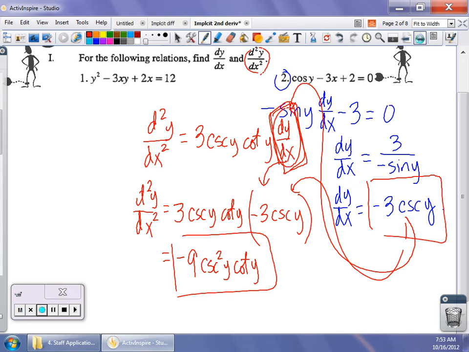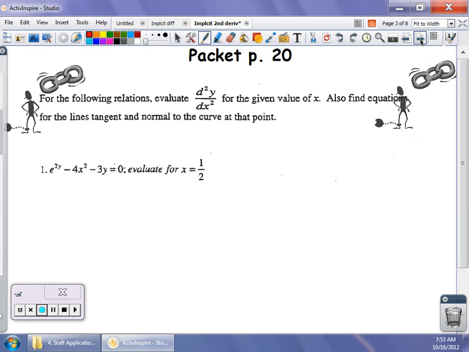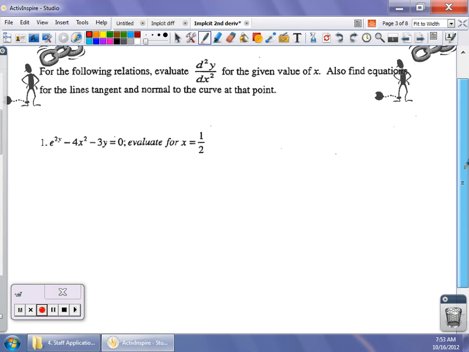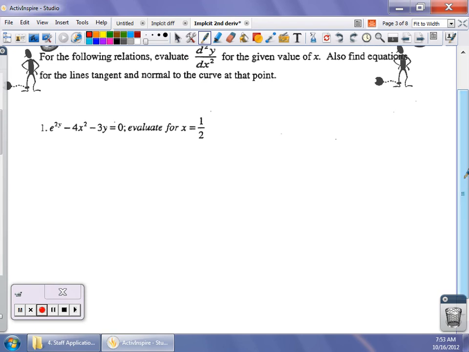I'm going to go on to number 3, or it's actually number 1 on page 20. Again, we've been asked to find the second derivative, and in this case we've also been asked to write the equation for the tangent and the normal line to the curve at the given point. So let's find the first derivative.